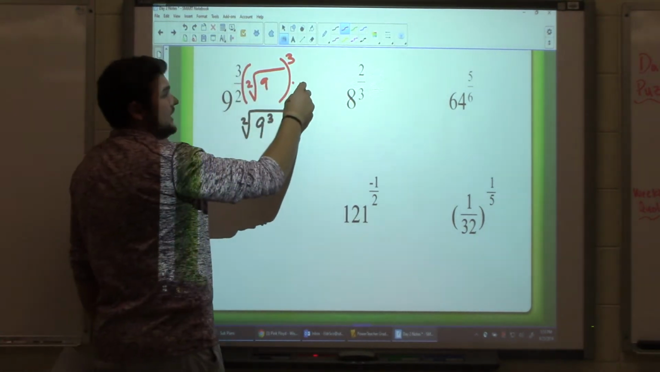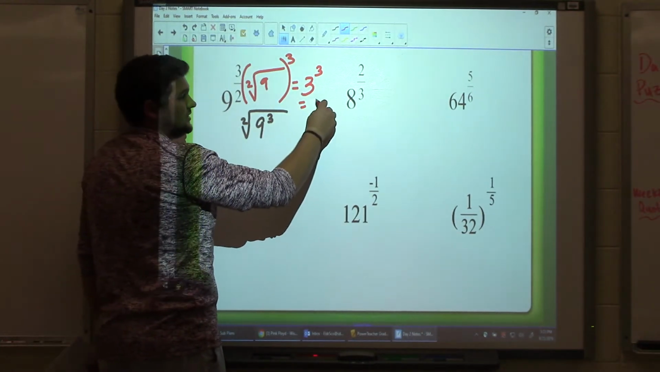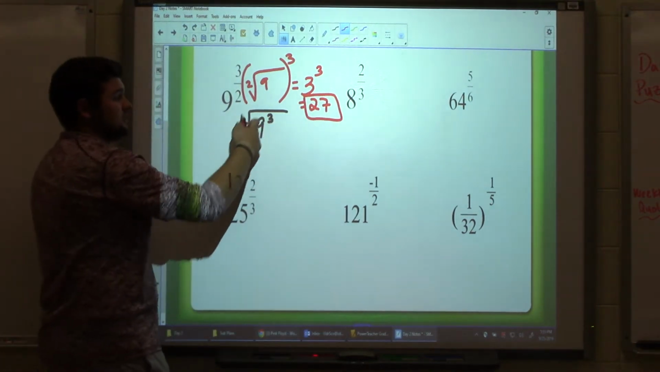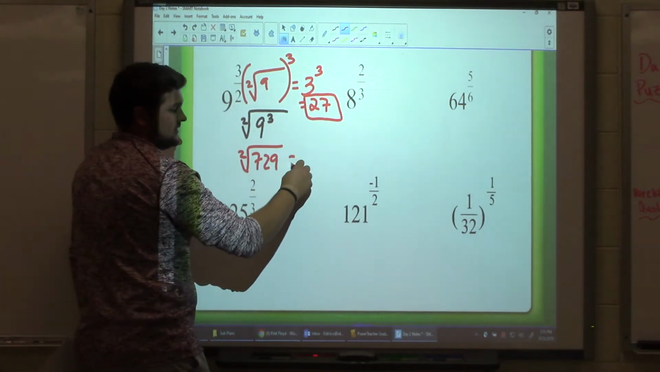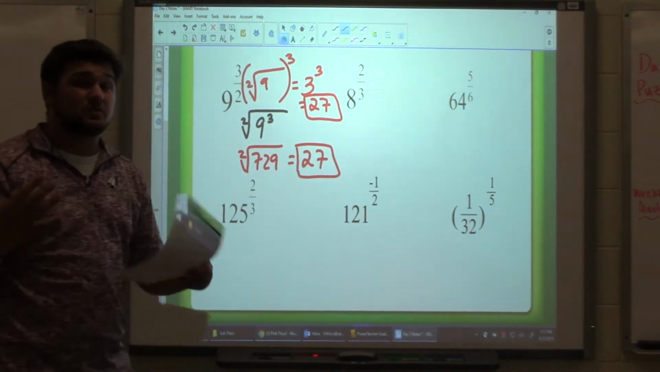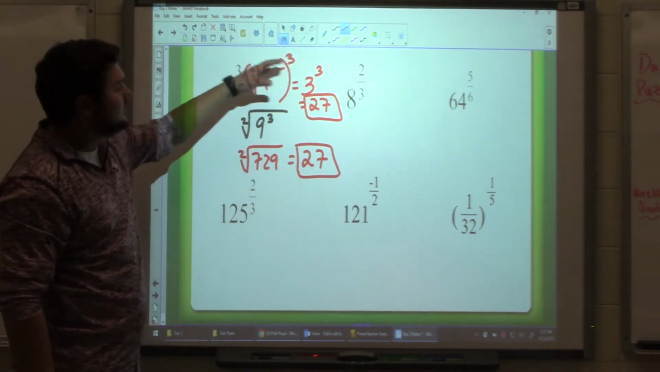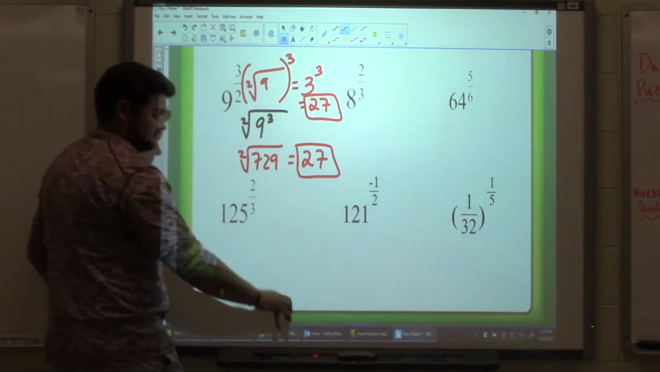The square root of 9 we know is 3. And then 3 cubed is 27. And if you do it this way, you should get the square root of 729, which also equals 27. So either way should work for you. Just this way might be a little bit easier to do if you don't want to use your calculator. If you want to use your calculator, go ahead and do it the first way here, on the bottom.